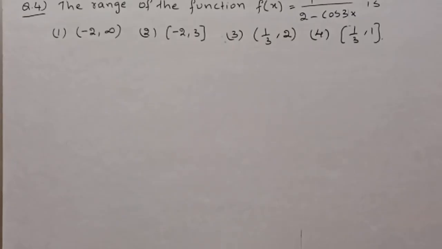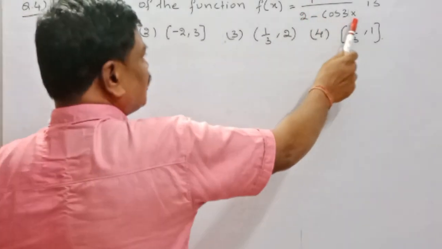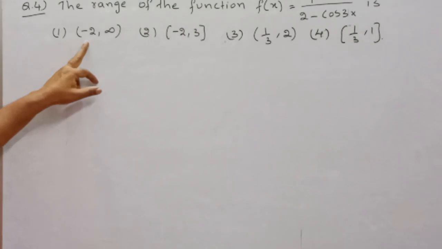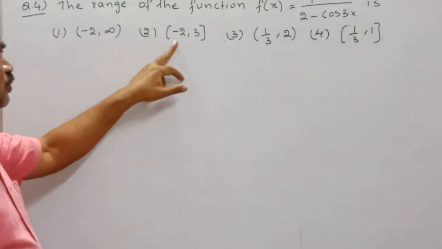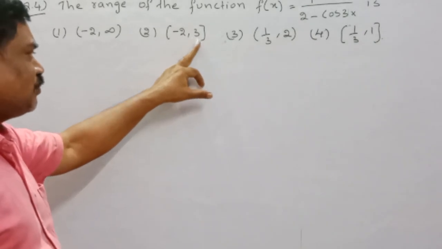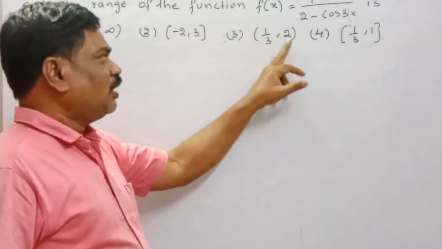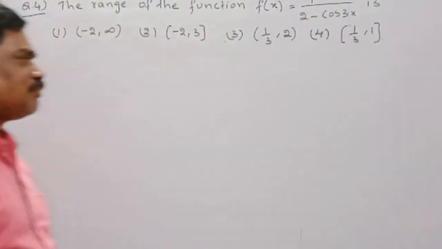Here one more problem is given from functions. The range of the function f of x is equal to 1 by 2 minus cos 3x is. Option 1, open interval minus 2 to infinity. Option 2, closed interval minus 2 to 3. Option 3, open interval 1 by 3 comma 2. Option 4, closed interval 1 by 3 comma 1.